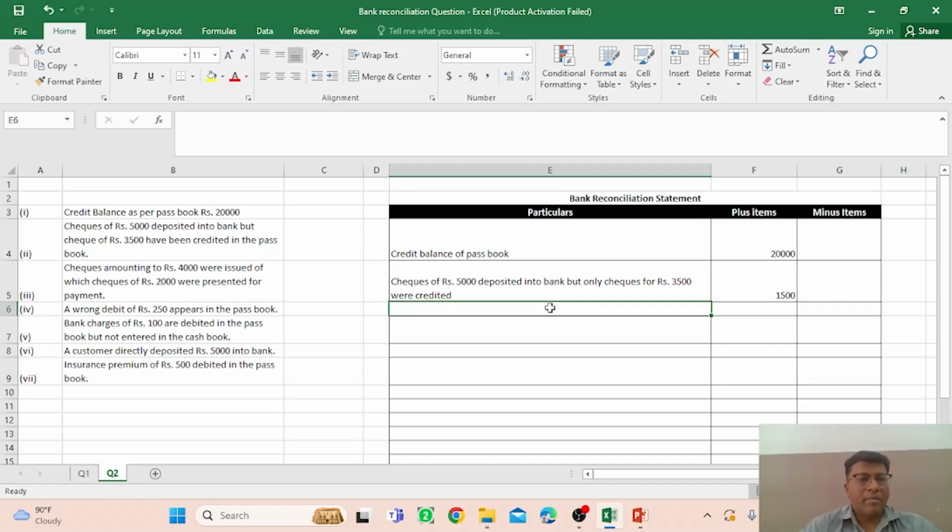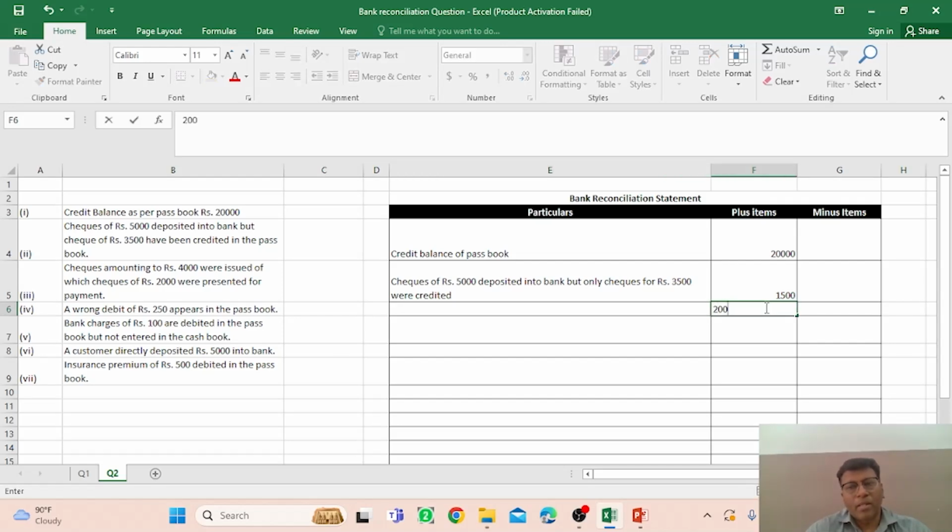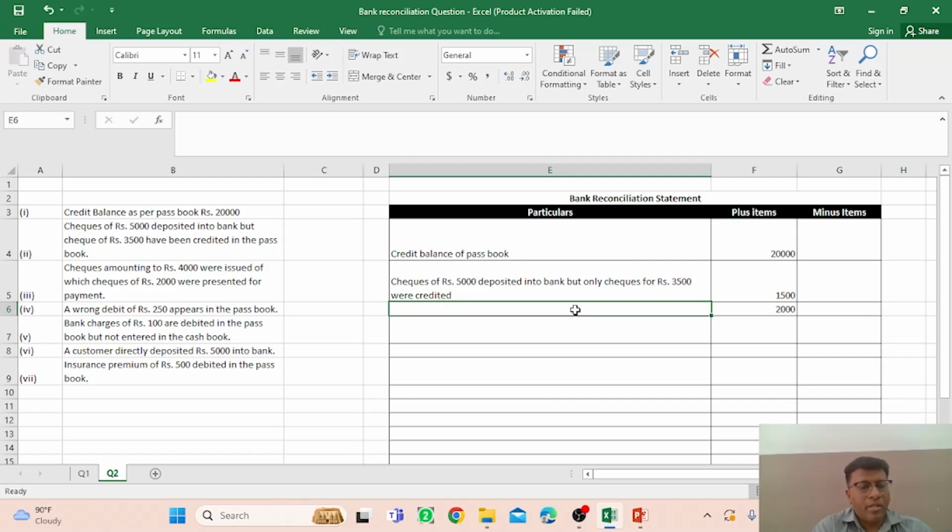Or it is assumed that the organization does not have any information or intimation regarding this transaction. So exactly what is the particular effect? The effect is that checks of rupees 4,000 were issued. So the cash book balance is reduced by 4,000, whereas the passbook balance is reduced by only 2,000. So 2,000 rupees in the plus item you have to mention, right? And what is the particular transaction?